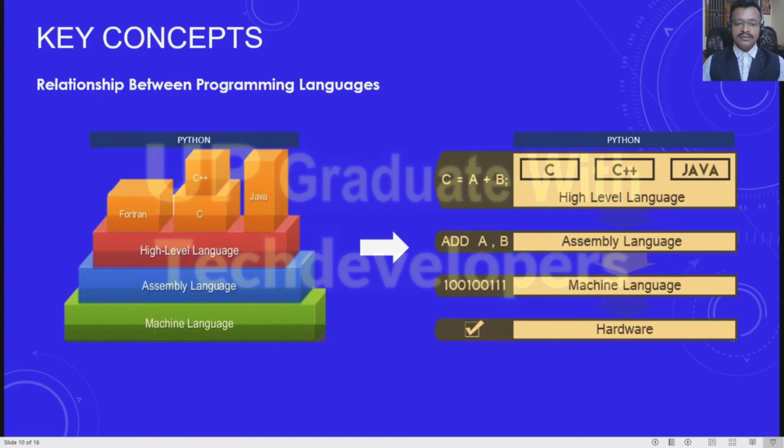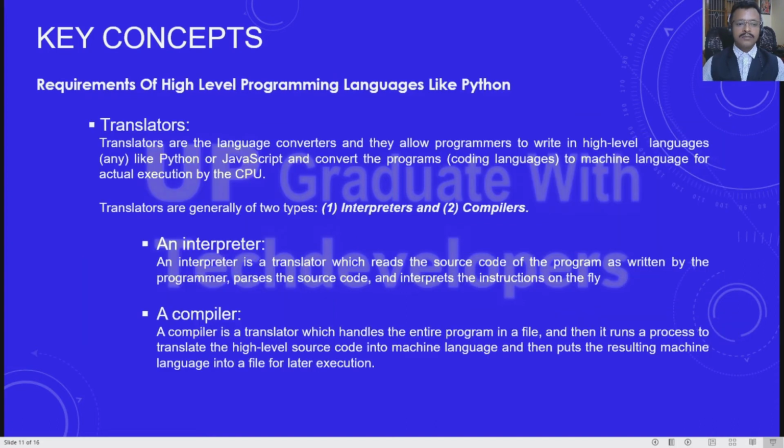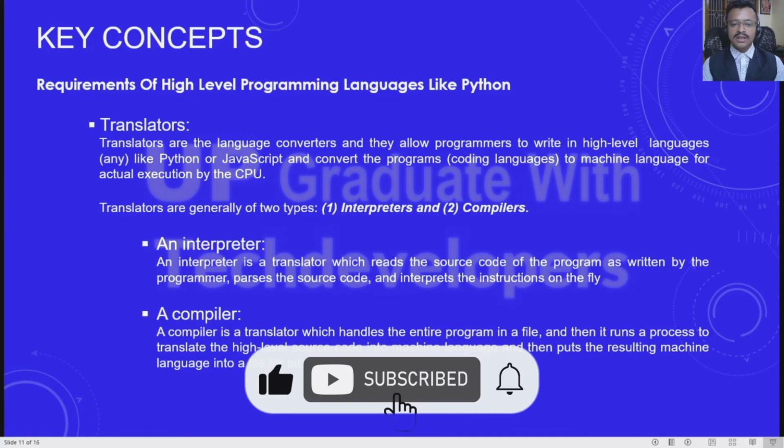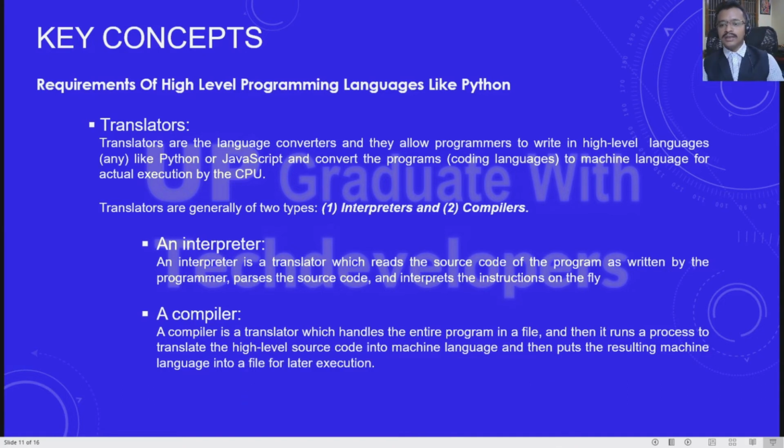As we said earlier, we can't interact directly to talk to the machine with its low-level language. It means the actual hardware inside the central processing unit, that is CPU, does not understand any of these high-level programming languages. For that, we need translators. Translators are the language converters, and they allow programmers to write in high-level languages like Python or JavaScript and convert the programs to machine languages for actual execution by the CPU.